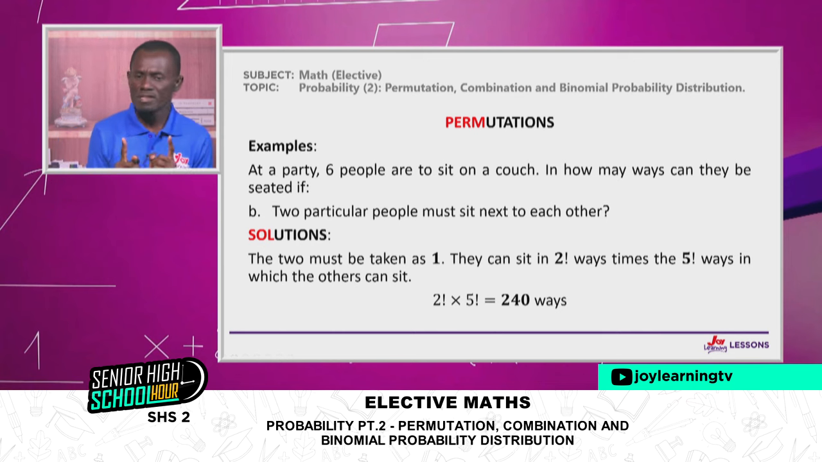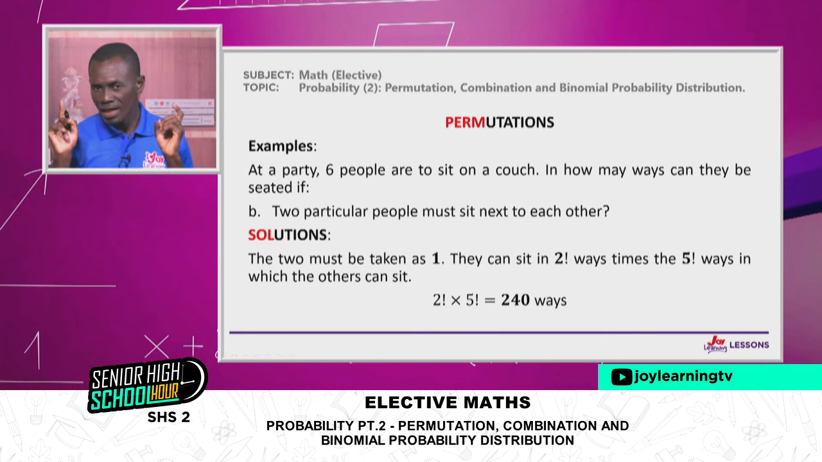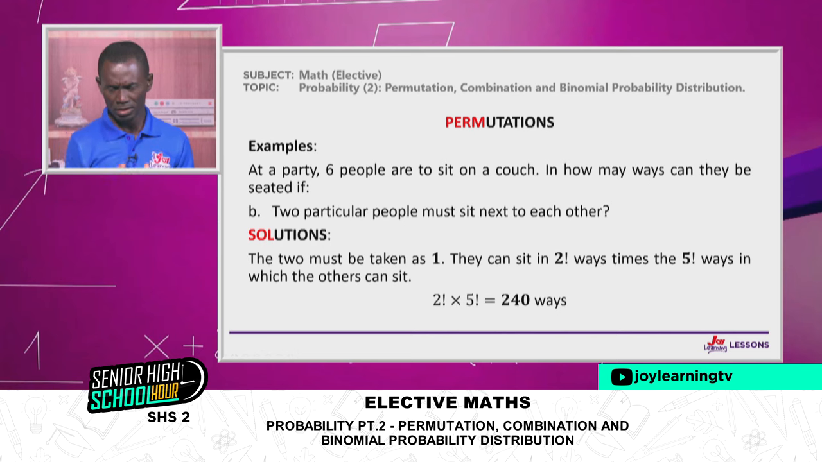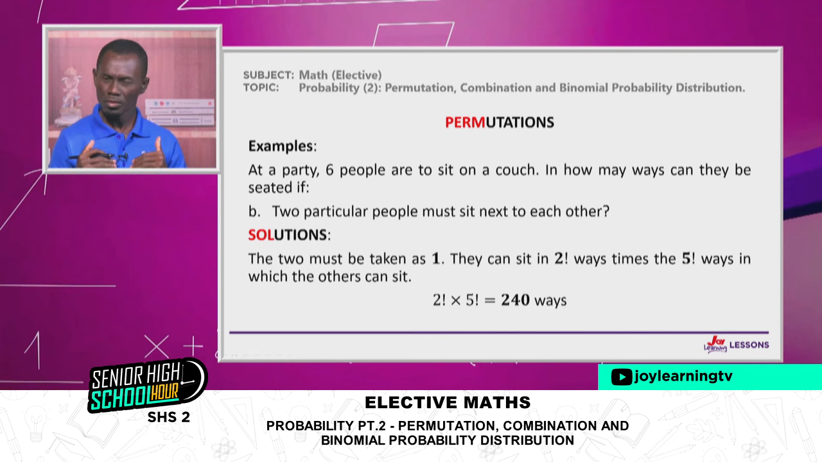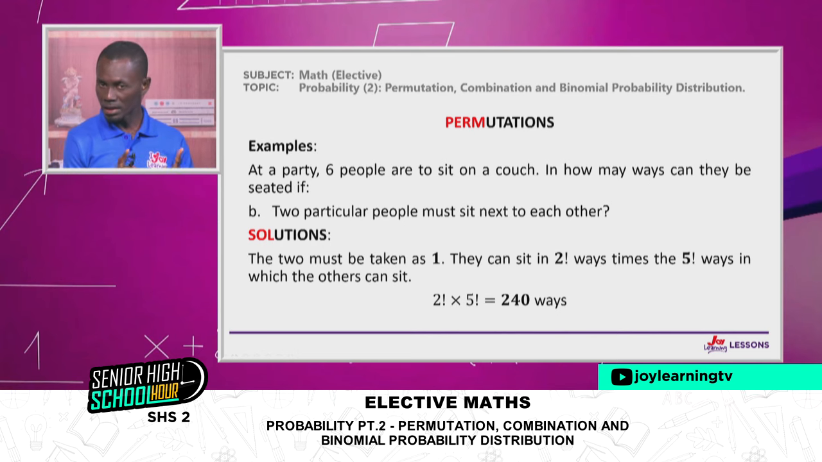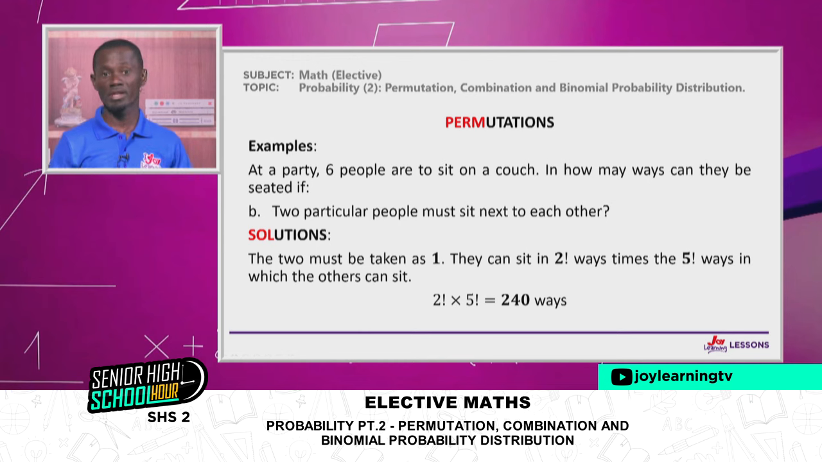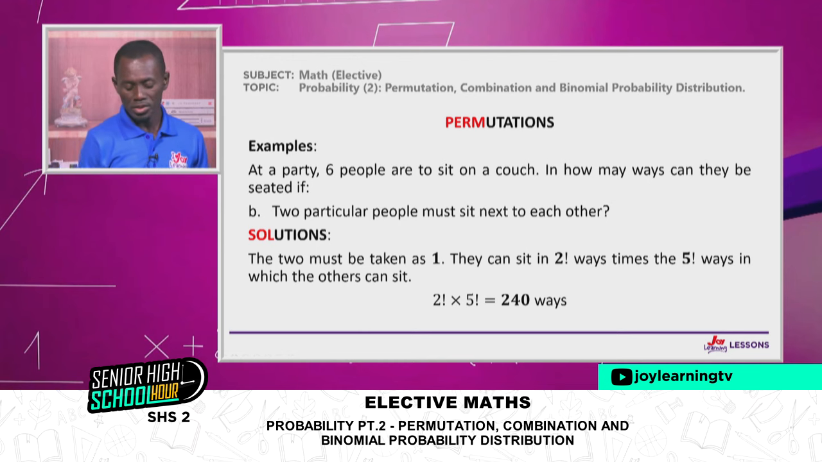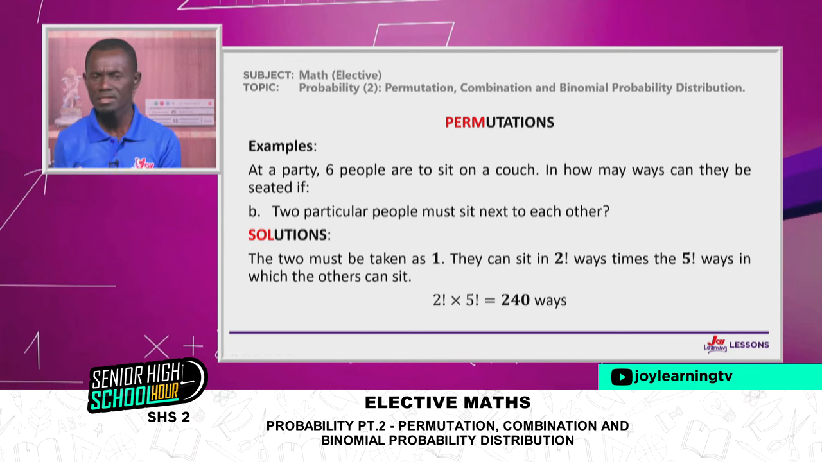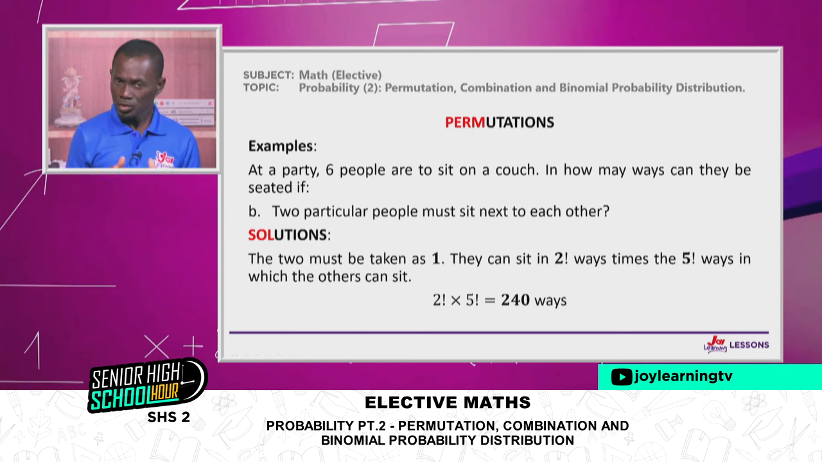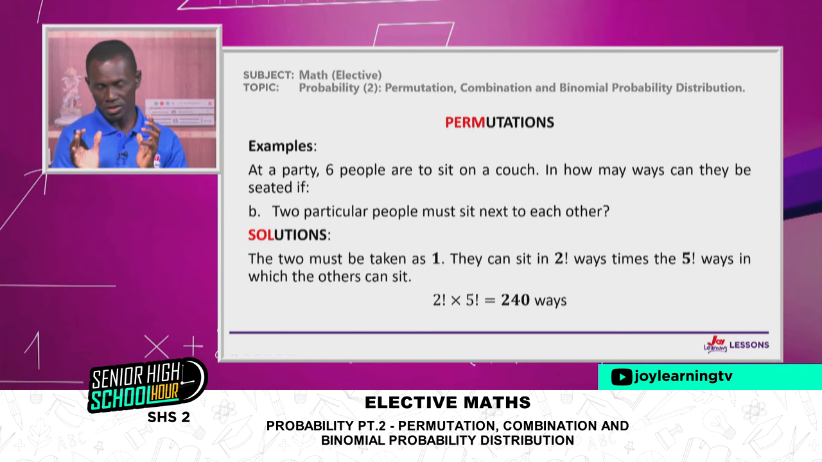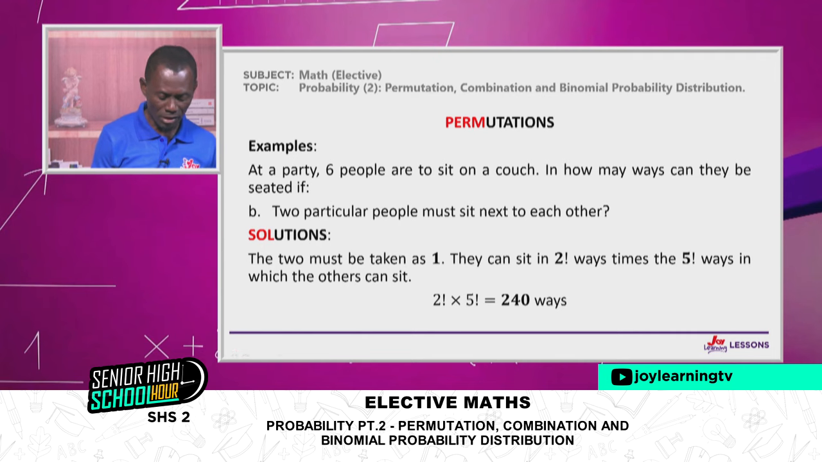Now, these are the things that make this topic kind of tricky. The clue here is to read the question well, understand the constraints. They sit on the couch, no restrictions, just go. 6 factorial or whatever number. But the moment you hear 2 particular people must sit next to each other, then you start doing that reasoning I gave you. All right, the third one.